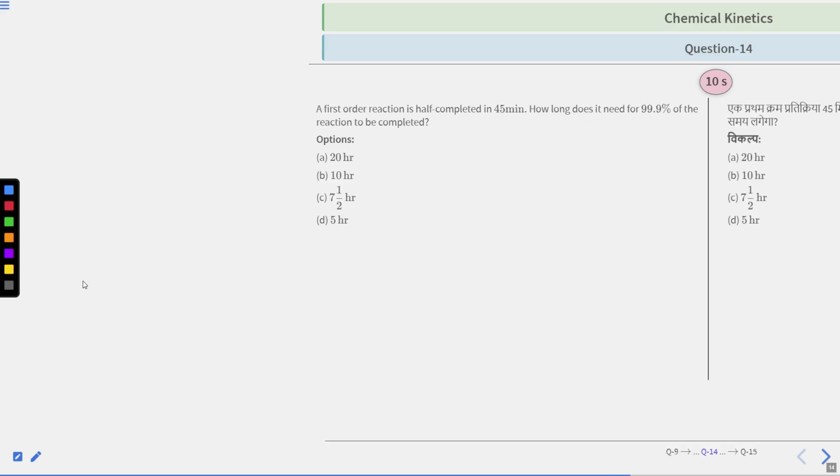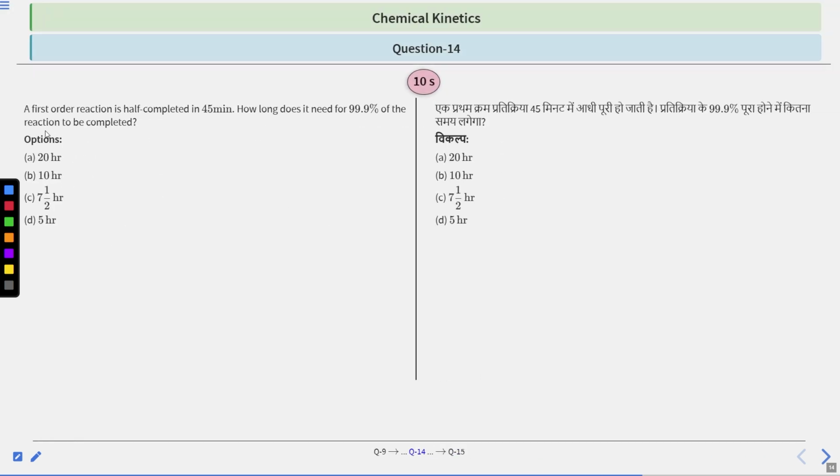Okay, let's see the next question. Question number 14. A first order reaction is half completed in 45 minutes. So basically T half is given as 45 minutes. How long does it need for 99.9% of the reaction to be completed? Options are 20 hour, 10 hour, 7.5 hour, 5 hour. So you have 10 seconds to solve this question. After that, we will see the correct answer.